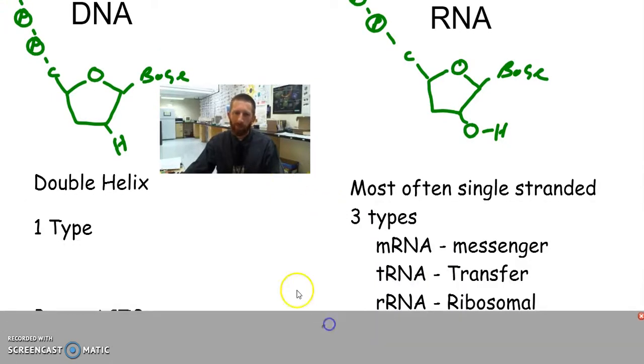Another difference is that there's one type of DNA. It's just a double helix, just kind of straightforward. Right? There's actually three types of RNA. One type of those is mRNA. That's the most famous type.